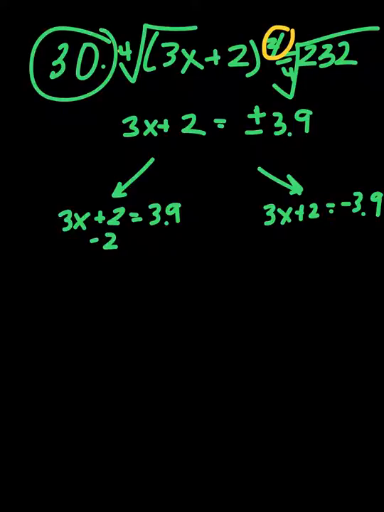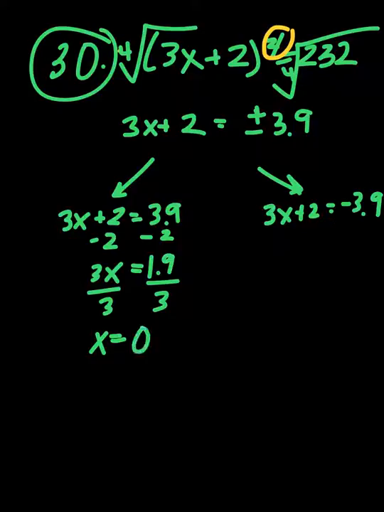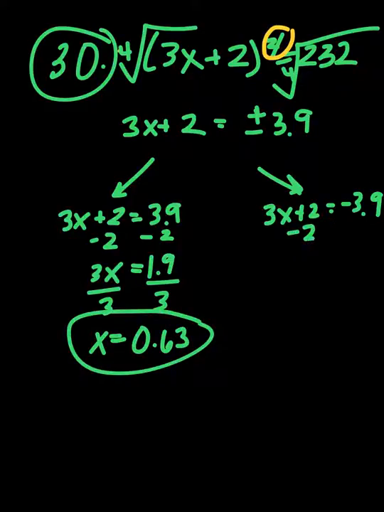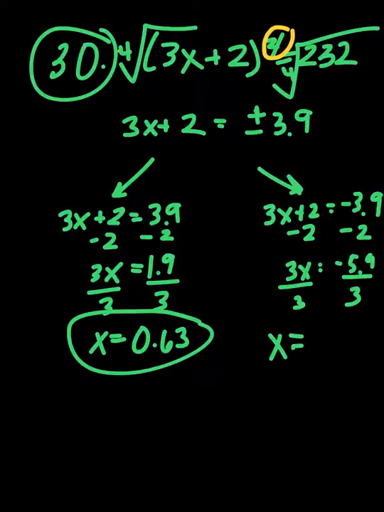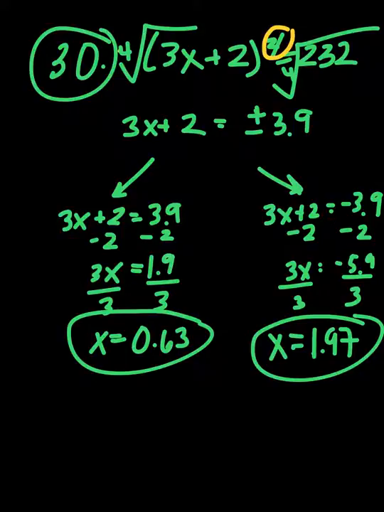And so I'm going to solve each equation separately, giving me 3x equals 1.9, dividing by 3 to give me 0.63 as my first answer. Then subtracting 2 from both sides here, dividing by 3, giving me that my second answer is 1.97. So those are the two possible values of x that can make that equation true.